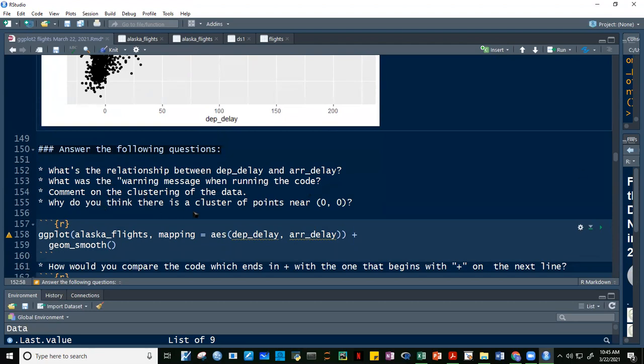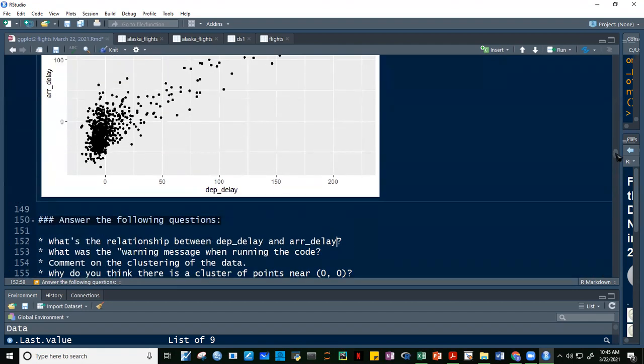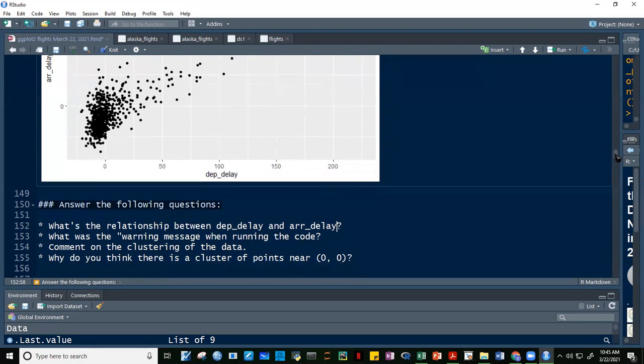Why do you think there is a cluster of points around 0, 0? Well, it simply means that yung majority of the flights either left on time and arrived on time, and also there were quite a number of flights that departed ahead of time and thus arrived ahead of time also. Kasi negative na yung mga ano nila. Pag negative yung departure delay, ibig sabihin, hindi siya na-delay. In fact, mas nauna siyang umalis.